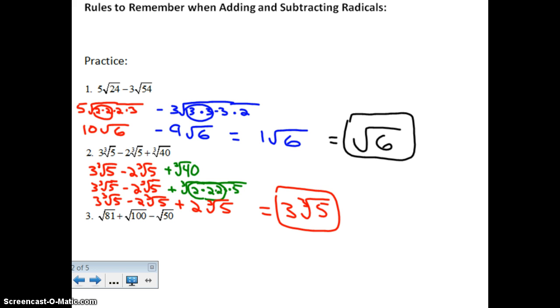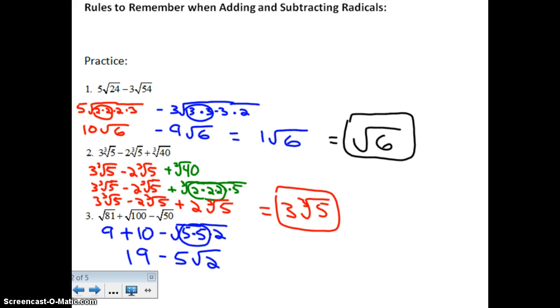So now let's try number 3. Example number 3, the square root of 81 plus the square root of 100 minus the square root of 50. So go ahead and try this one on your own. Hit pause and then come back and check to see if you did it correctly. There are the steps using jailbreak method, and you should have gotten 19 minus 5 radical 2 as your answer.